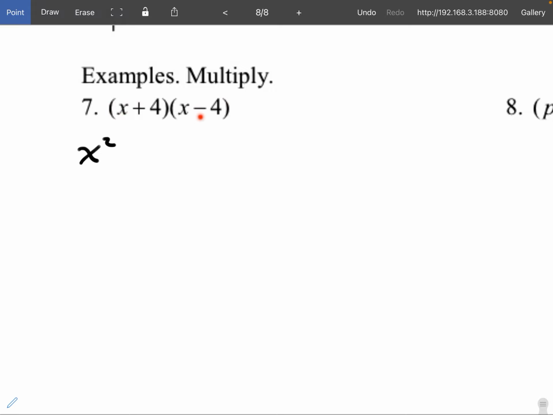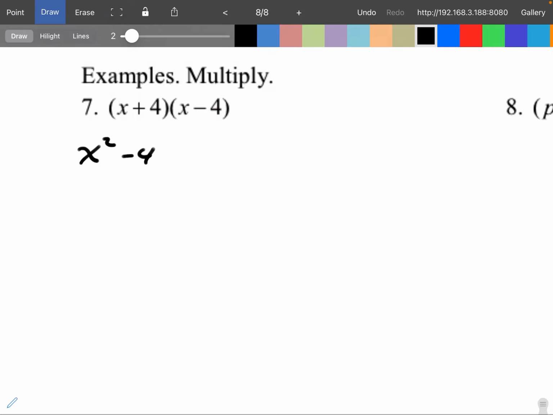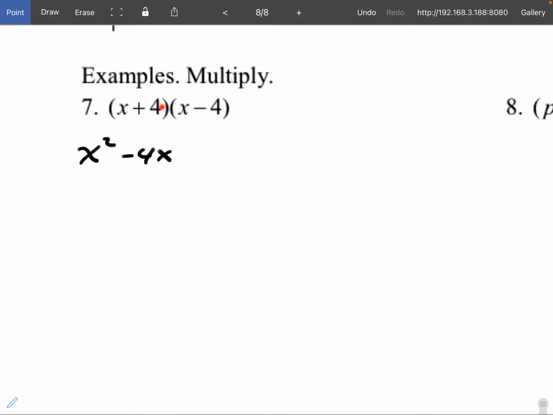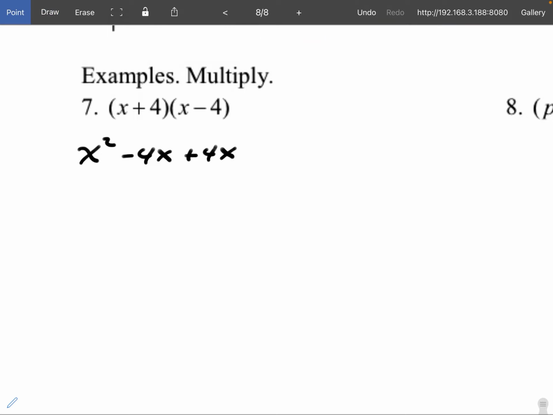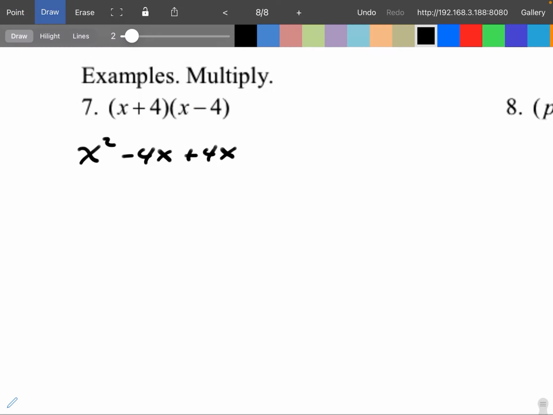All right. Then we're going to multiply these two together. X times a negative 4. Good. So that's negative 4x. Then we're going to multiply together the positive 4 with the positive x. That's a positive 4x. And then we're going to finish by multiplying the positive 4 times the negative 4.